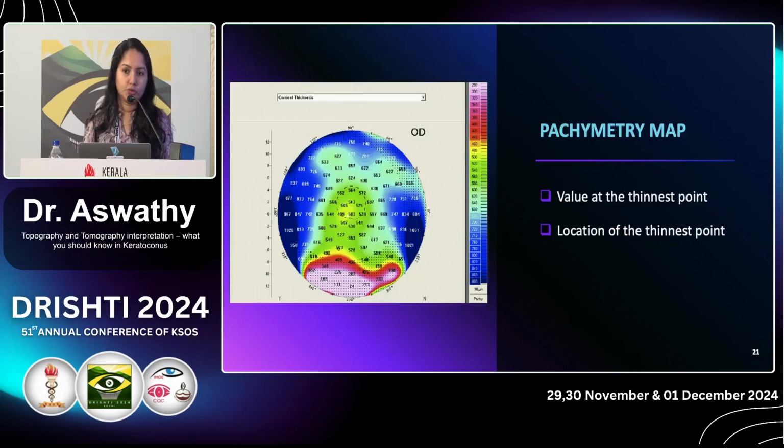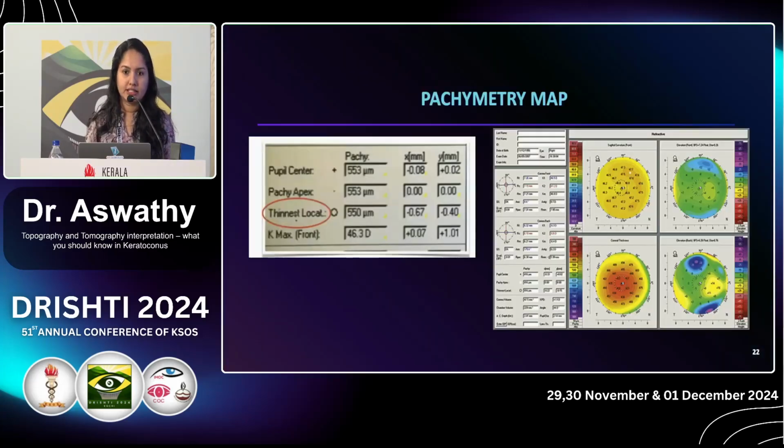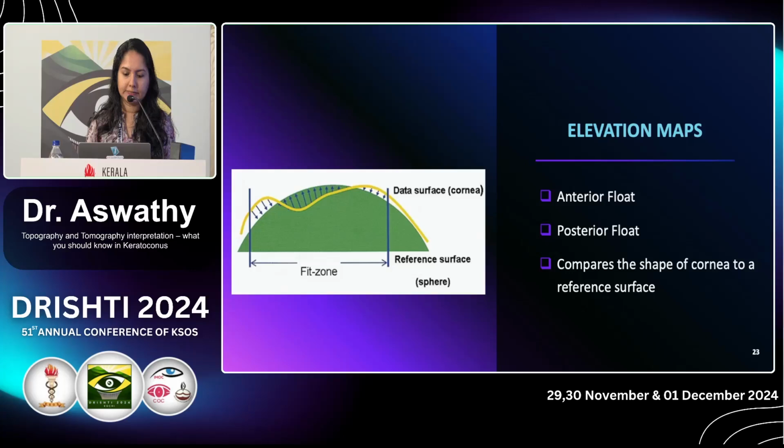Next is a pachymetry map. In this, there are two things you have to look for. One is the thinnest location, the thickness at that region, and the location of the thinnest point. If the thickness is less than 470 microns and the thinnest location is inferiorly displaced for more than 0.5, then you have to suspect an ectasia.